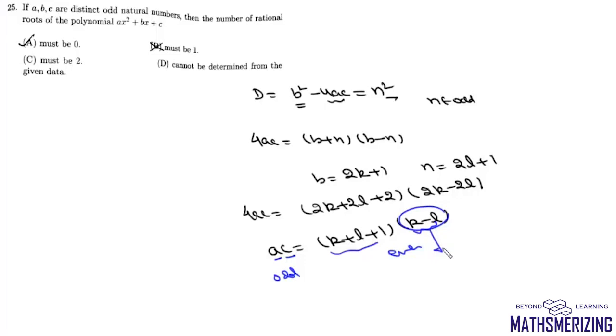If we consider this other case when k minus l is odd, then k plus l will also be odd. In that case, k plus l plus 1 will be even. So in either case, this right hand side will always be an even number and the left hand side will be an odd number. So there cannot be any solution to this equation. So the number of rational roots of this polynomial must be 0, and that's your option number A.